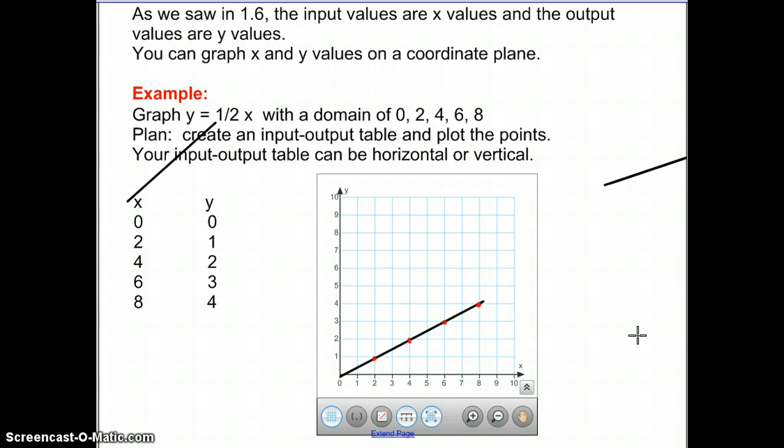Now remember, the x values go along the horizontal axis and the y values go along the vertical axis. So all I've done is plot the points: (0, 0), (2, 1), (4, 2), (6, 3), and (8, 4). Those points are in red so that you can see them.